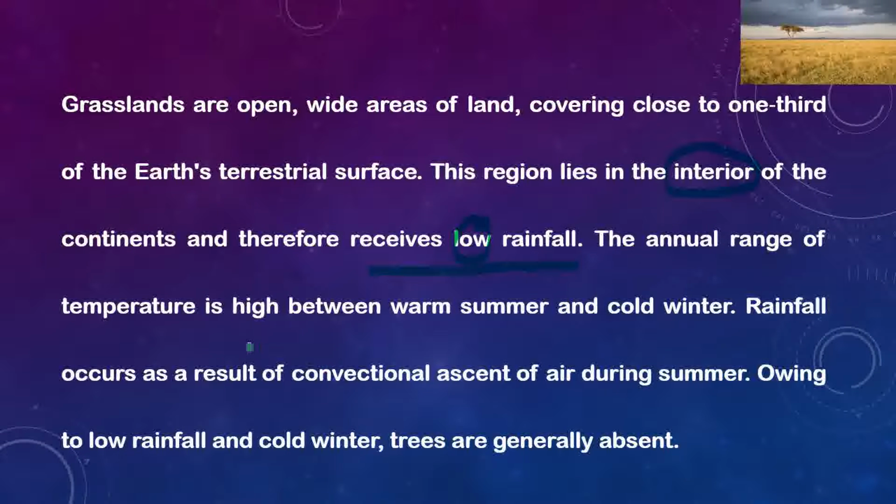The annual range of temperature is high between warm summer and cold winter. The temperature generally varies from minus 5 degree Celsius to 20 degree Celsius. Rainfall occurs as a result of convectional ascent of air during summer. Owing to low rainfall and cold winter, trees are generally absent.